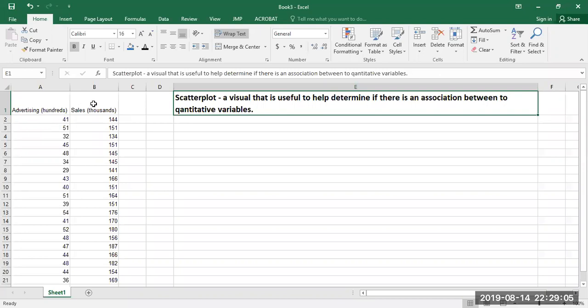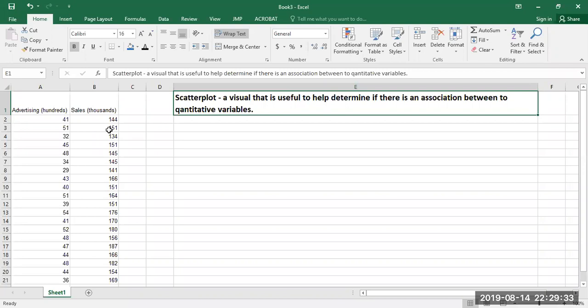The second variable we're given is their sales in the same time period as the advertising budget. And so when the $4,100 was spent to advertise, the sales, or the return of sales for that company, was $144,000 in that time period. In the next one, $5,100 in advertising yielded $151,000 in sales.